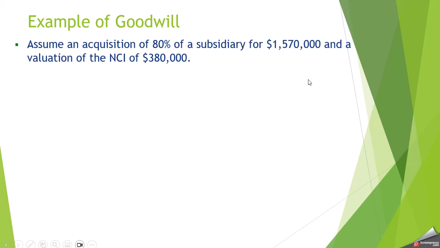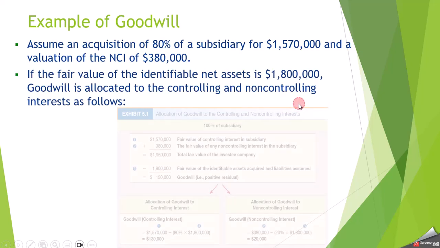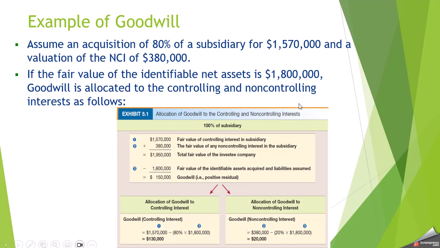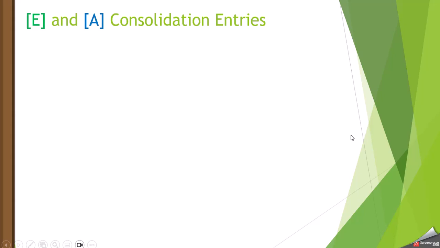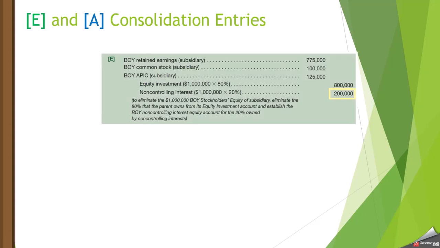Now, goodwill, this gets a little bit, they give you some different stuff here in the book. But to be honest, normally in the problems that we do, it's going to be at whatever percent we have. Like if we own them 80%, that goodwill is going to get split that same way, 80-20. But they give you some different scenarios where it could be a little bit different than that. But I don't think any of the problems that I assign go down that road.